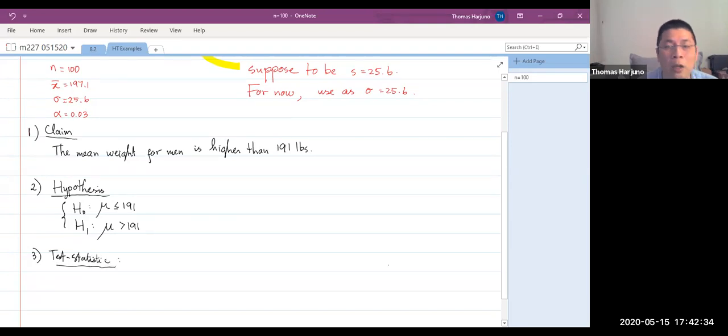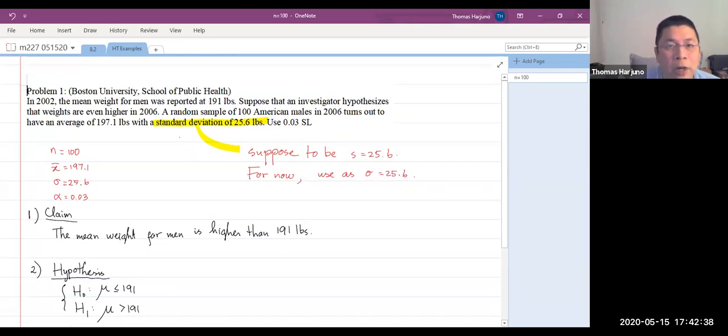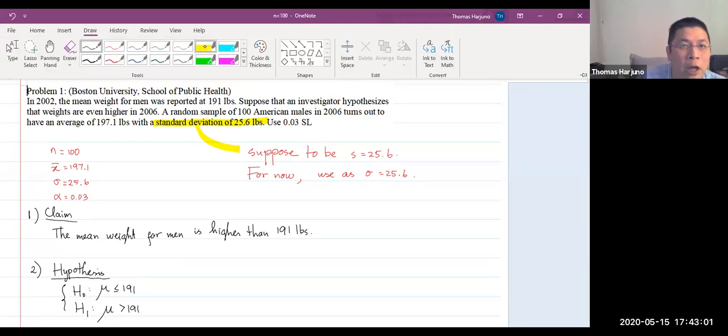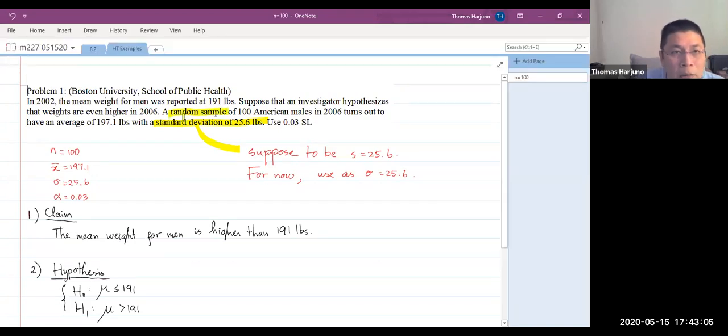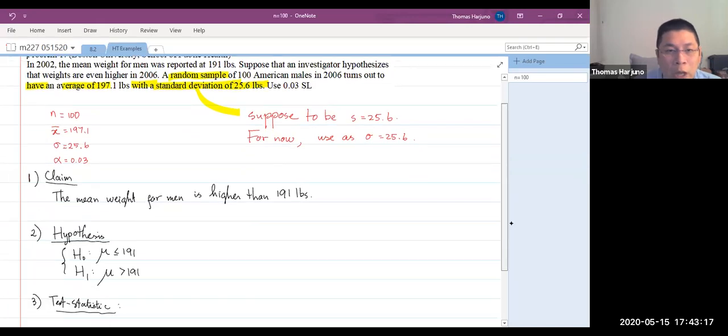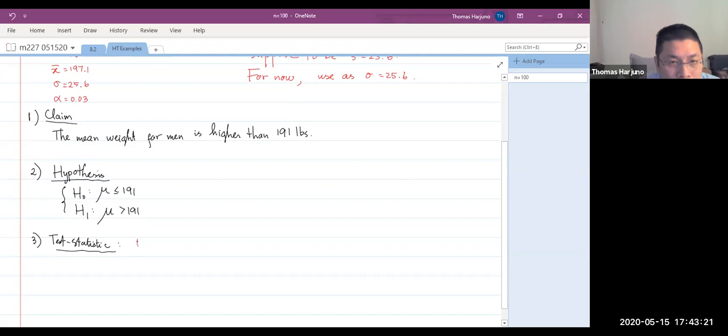Now here I need to warn you ahead that from the wording, a random sample of 100 American males in 2006 turns out to have an average of 197.1 pounds with a standard deviation of 25.6. From the wording, this 25.6 actually refers to a sample standard deviation. It comes from the sample, not the hypothesis, not from the population. A random sample has this average with this standard deviation. So what I do here to adjust with what we have learned so far is assume sigma to be 25.6 for now.